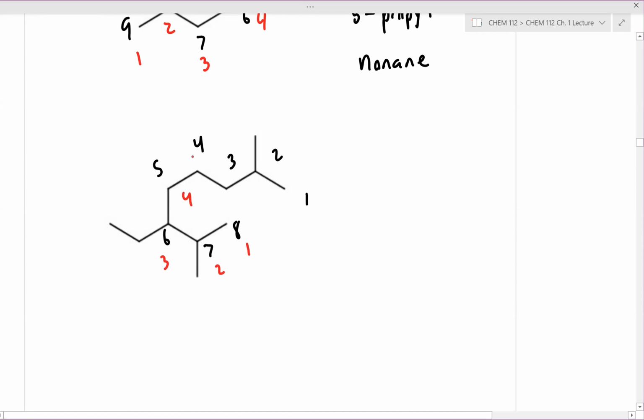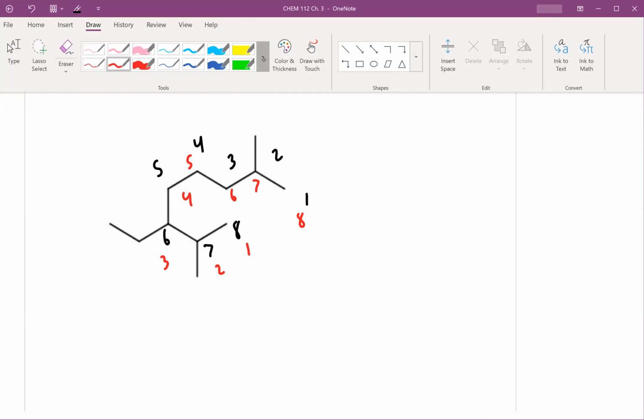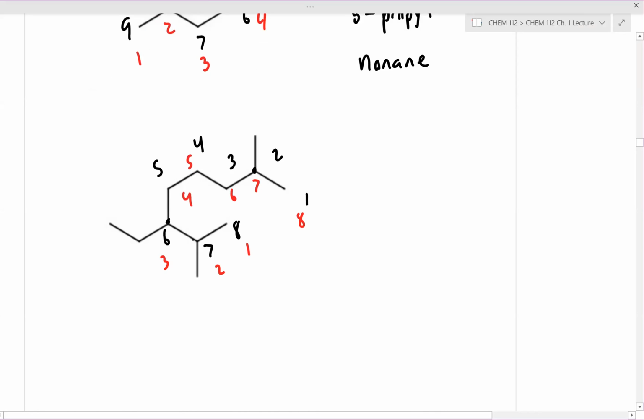1, 2, 3, 4, 5, 6, 7, 8. And which set? The set of counting in black or red gives us the smallest overall set of numbers. Red. Yep, exactly right. So let's write that out for comparison. In the counting method on black, we have carbons 2, 6, and 7 containing substituents. For the counting method in red, we have carbons 2, 3, and 7. Now, what is the smallest set of numbers? 3 or 6? What's smaller? 3. So then we name using the red counting method.